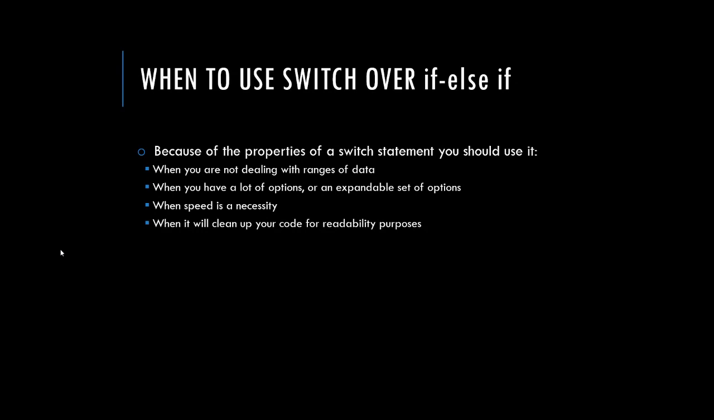So if you have a lot of options or an expandable set of options, just like having a menu, then using a switch will allow you to very specifically give options for that menu. If speed is a necessity, you don't want it to be wasting time by checking all the possible else ifs because you have so many of them, and you want it to go straight to the case that is necessary. And then you'd also want to use it if it's going to clean up your code for readability.